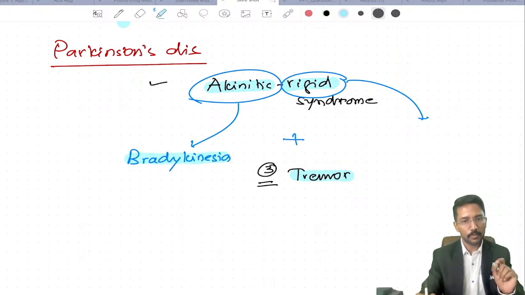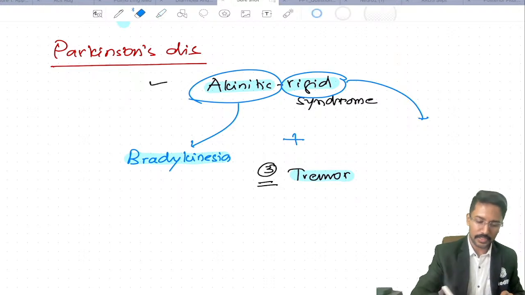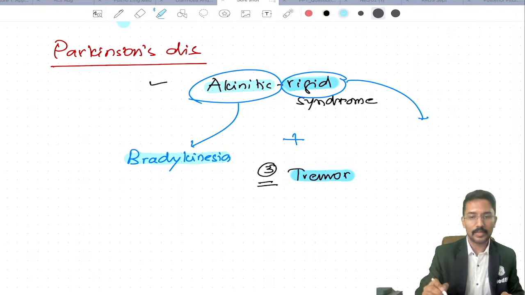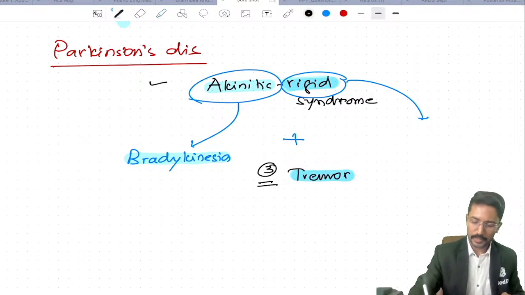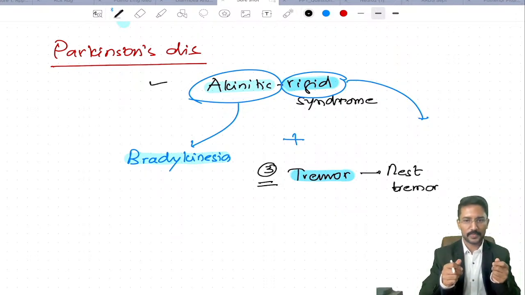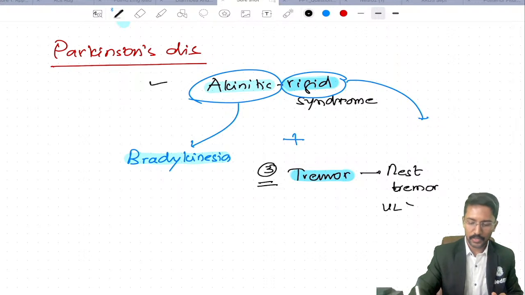Bradykinesia, slowness of movement. And there is rigidity of the muscles. And then there is tremor. Few points to remember. The tremor here is rest tremor. Tremor is there at rest, and it typically affects upper limb more than lower limb.